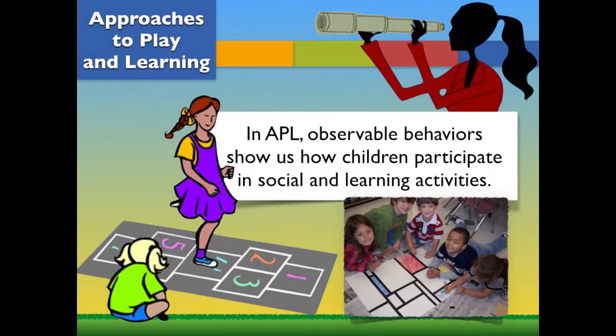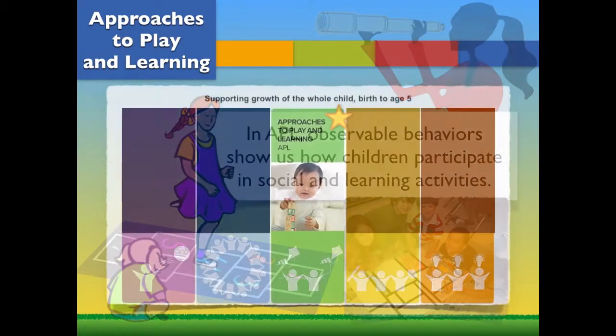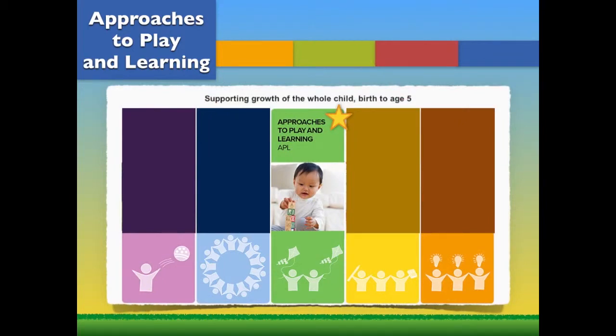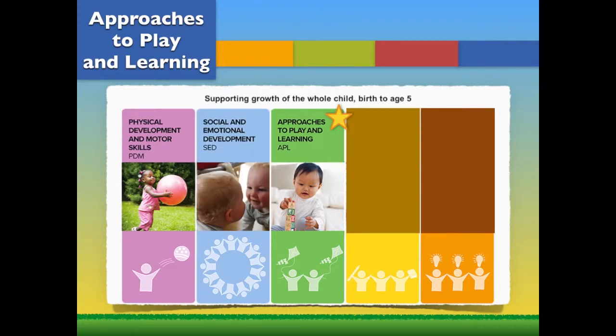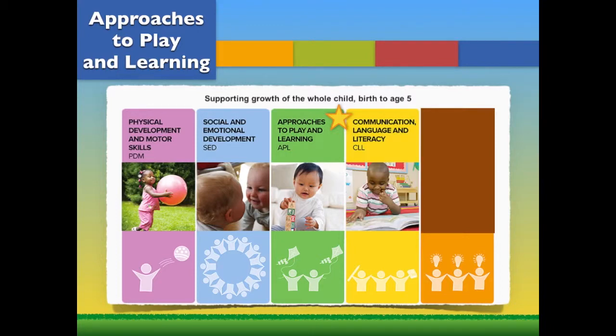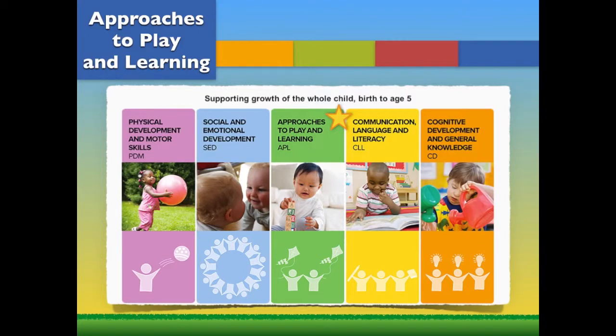In Approaches to Play and Learning, we look at how young children play and learn. In other words, we view observable behaviors that show us how children participate in social and learning activities. This domain supports development in all other GELD's domains, including physical development and motor skills, social and emotional development, communication, language and literacy, and cognitive development.